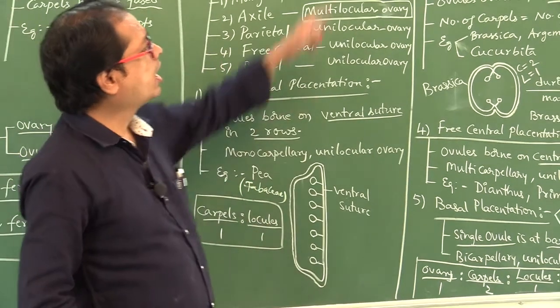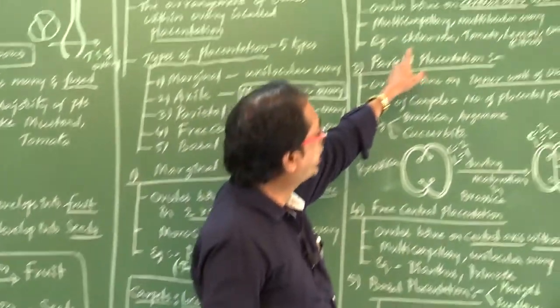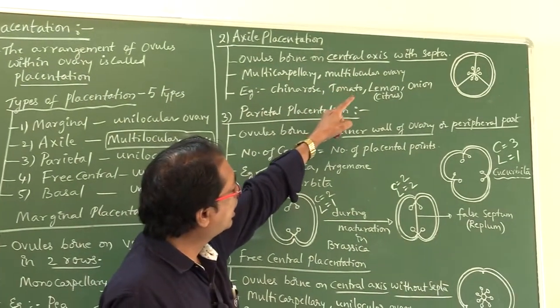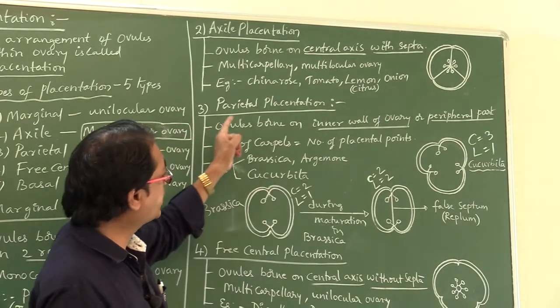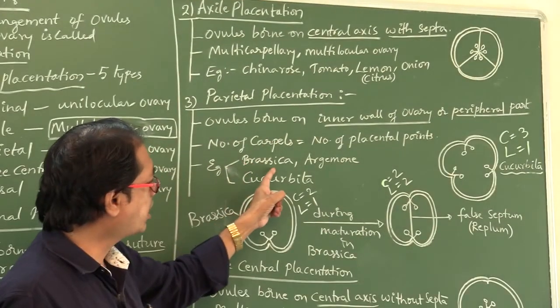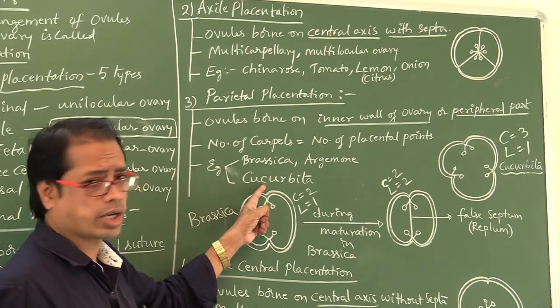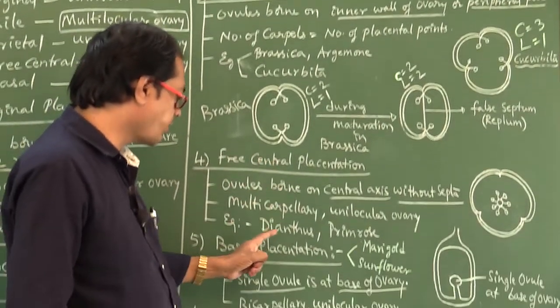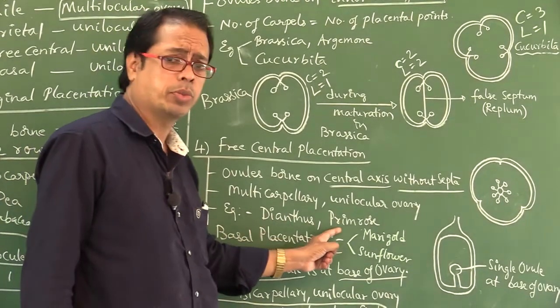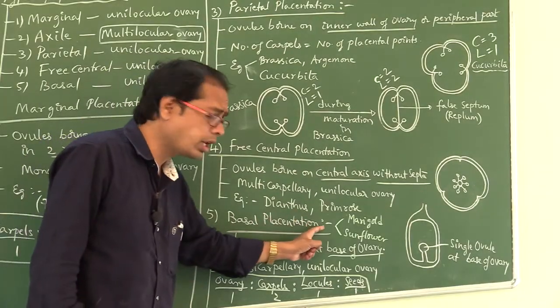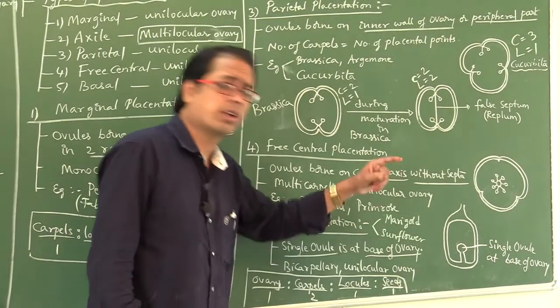Axial placentation is found in China rose, tomato, lemon, onion. Parietal placentation is found in Brassica, Argemone, cucurbita. Free central placentation is found in Dianthus, primrose. Basal placentation is found in marigold, sunflower.